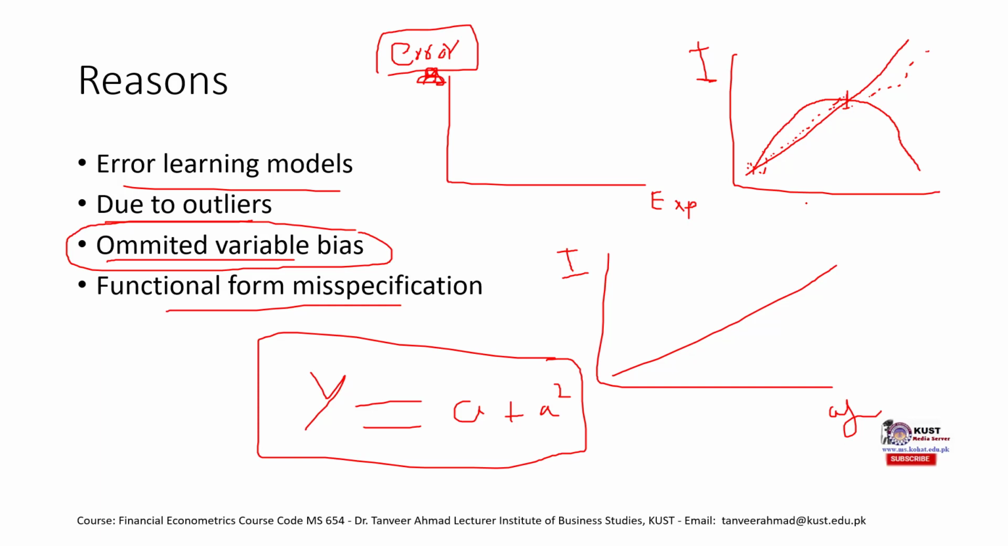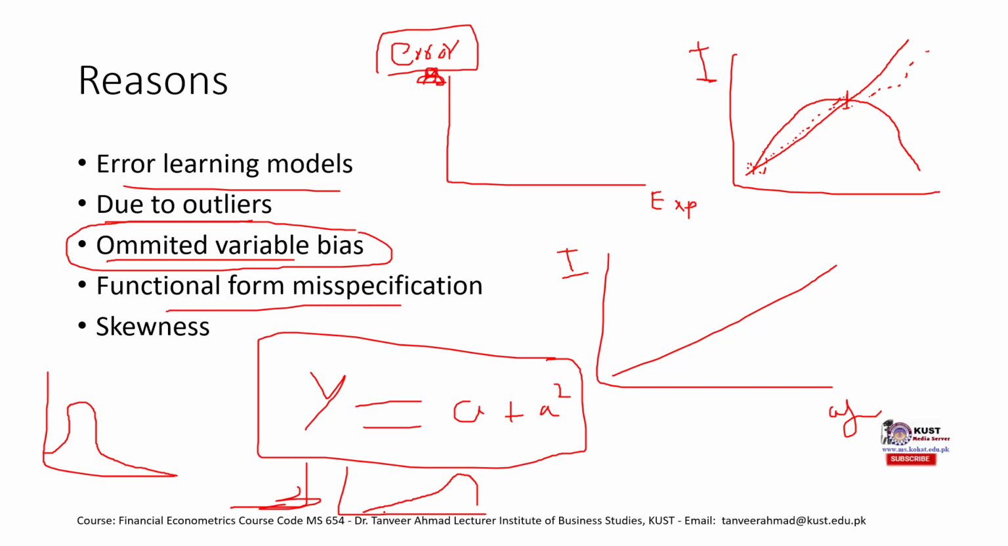So one more reason is skewness. Skewness is when the data is non-normal. I mean, either the graph is skewed towards the right hand side, or it is skewed towards the left hand side. In either case, we might see the issue of heteroskedasticity.